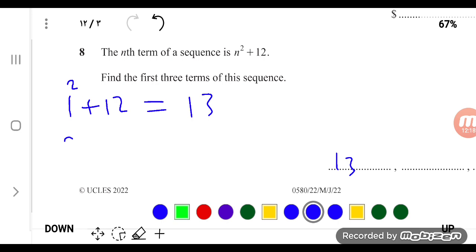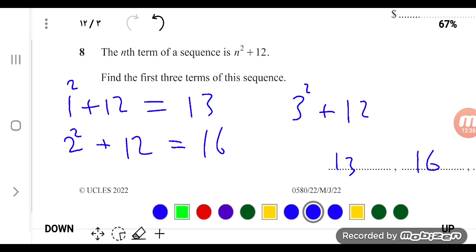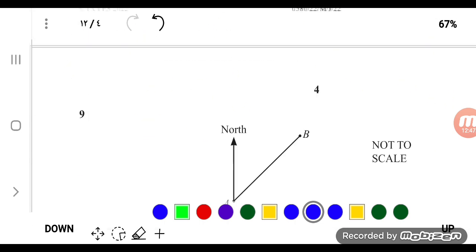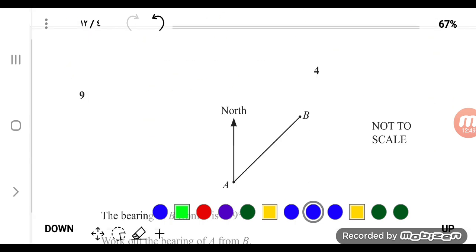Second term, 2 squared plus 12. 4 plus 12 is 16. Then you write 16 here. And last one is 3 squared plus 12. Now 3 squared is 9 plus 12 is 21. So last one will be 21. And that's it.